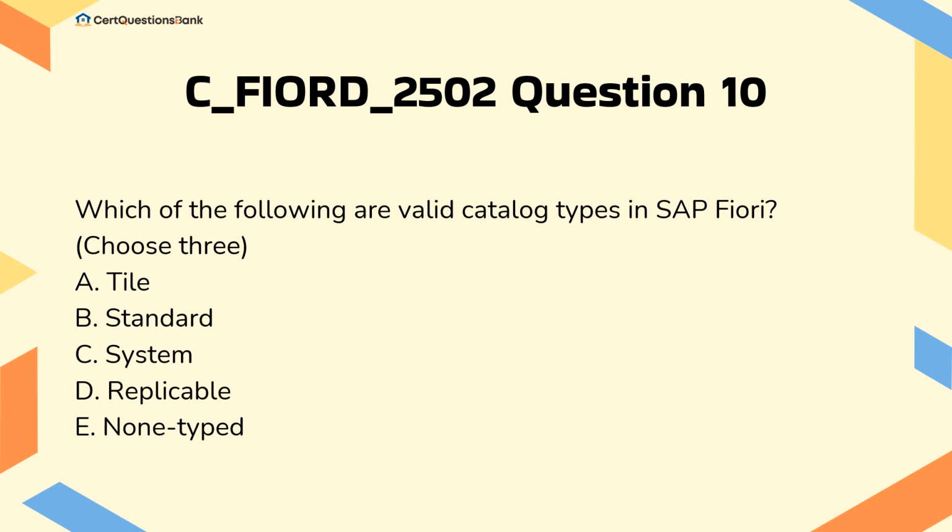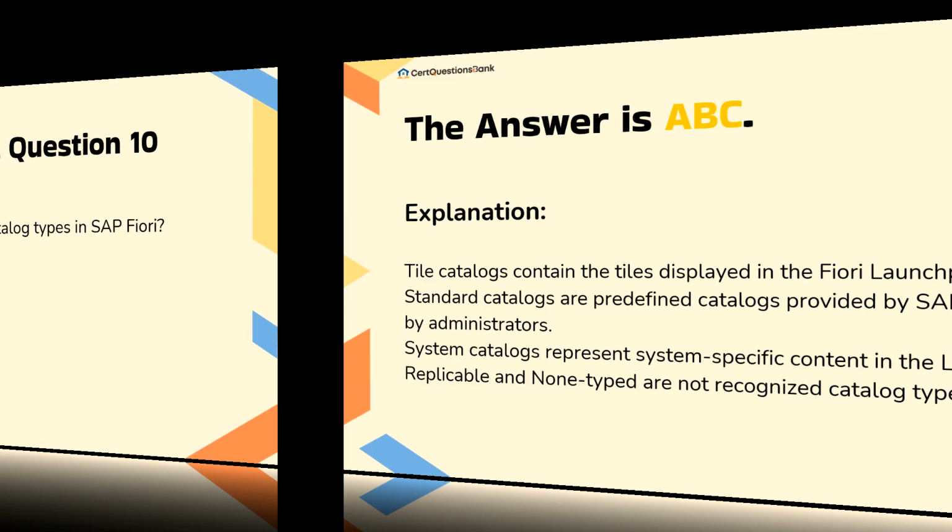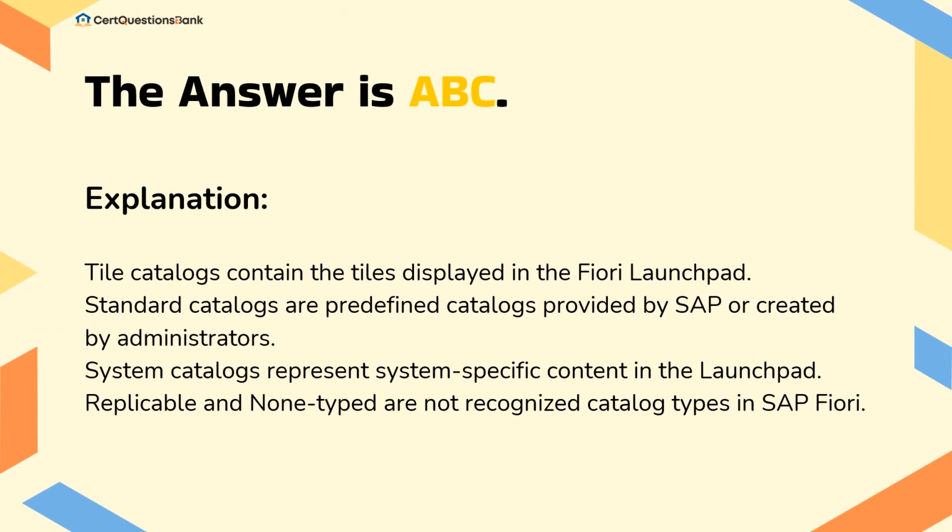Which of the following are valid catalog types in SAP Fiori? Choose 3. A. Tile, B. Standard, C. System, D. Replicable, E. None typed. The answer is ABC.